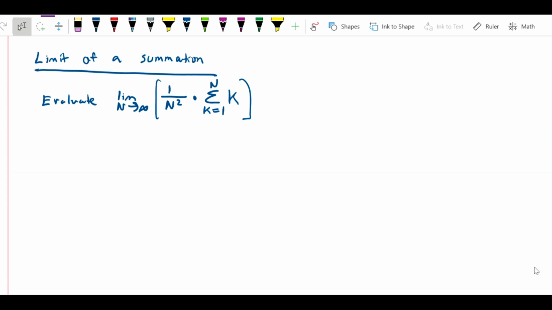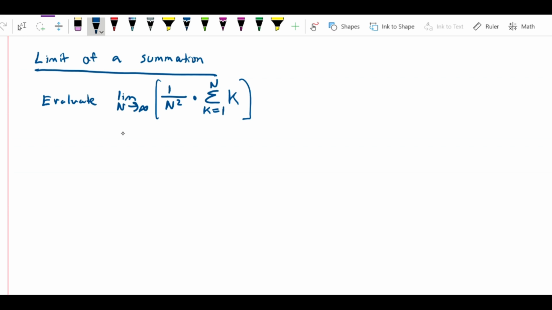The idea is that we want to evaluate an expression that involves the limit as n approaches infinity of some expression that involves a summation from k equals 1 to n. I've written a fairly simple example of that here, where we're taking the summation from k equals 1 to n of k and multiplying it by 1 over n squared. We want to evaluate the limit of this expression as n approaches infinity.